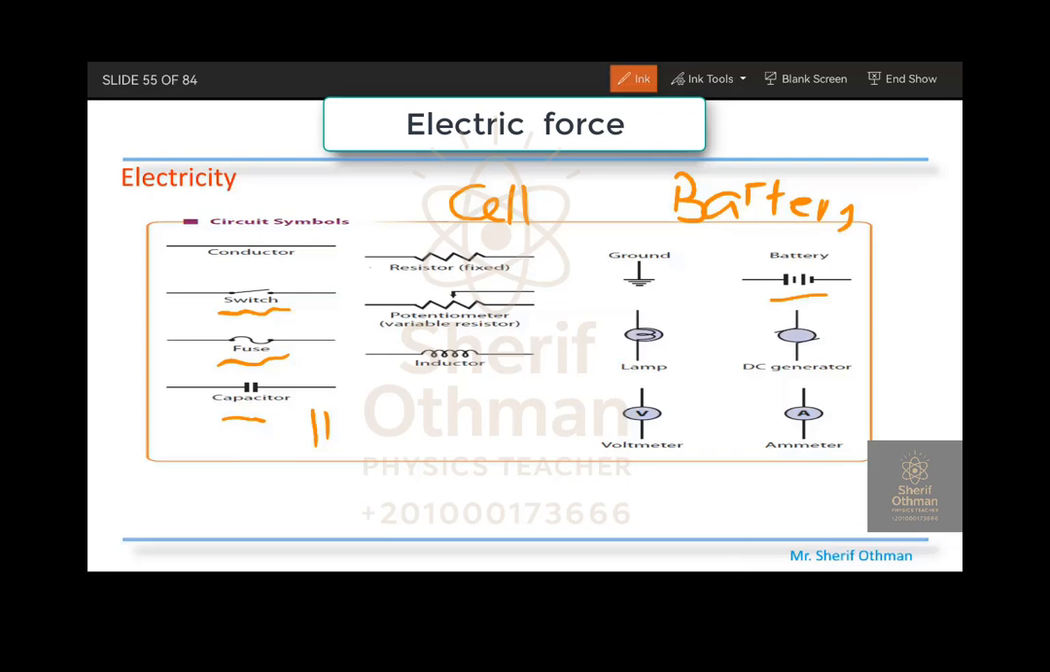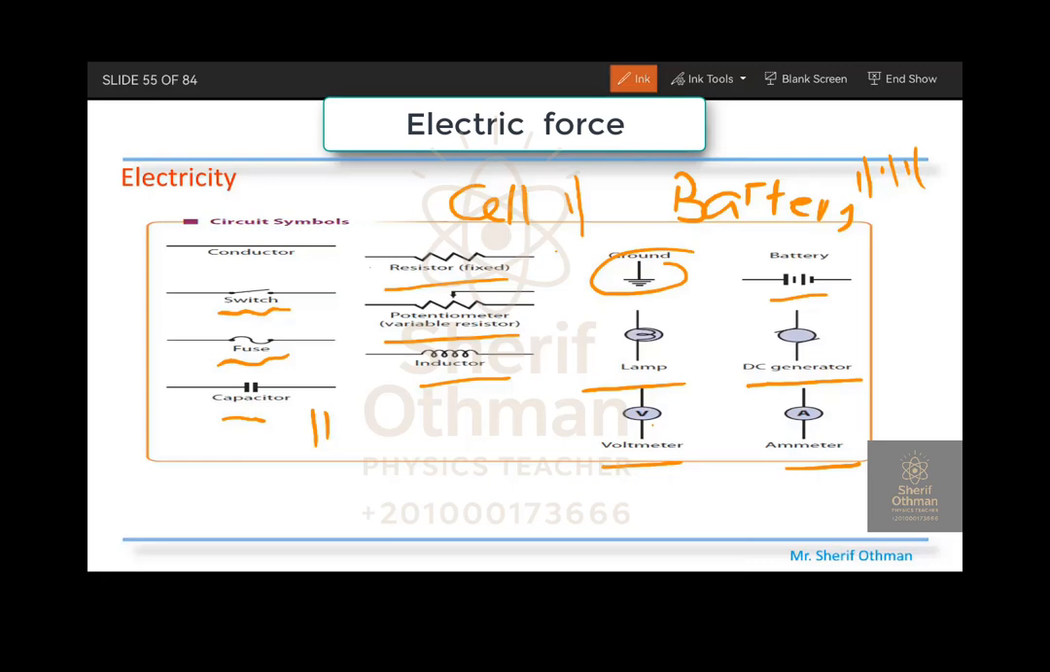A cell is only one battery, one unit, like this. The battery is a group of cells. This one represents the ground, lamp, voltmeter, ammeter, DC generator, inductor, potentiometer, resistor. Let's explain all of these terms.